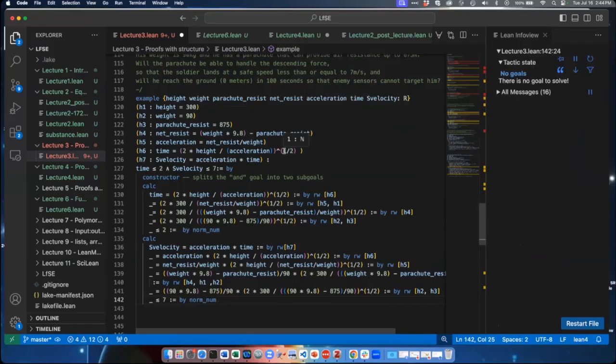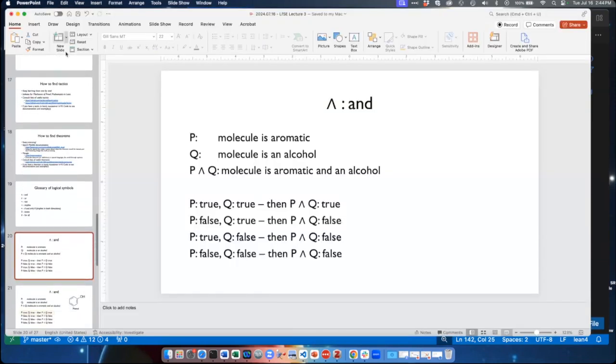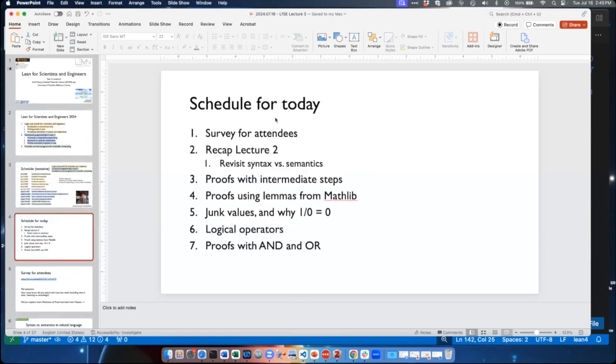Okay, but why would that change anything? If I'm to the power of 1/2, natural numbers versus real numbers, I mean, that doesn't make any sense. The reason goes back to this last point that I want to jump back to my schedule on. I ended up doing these out of order. Junk values.